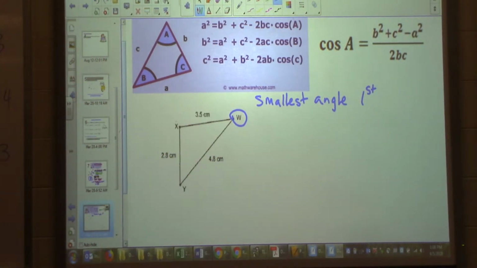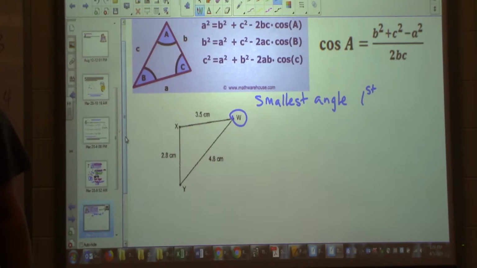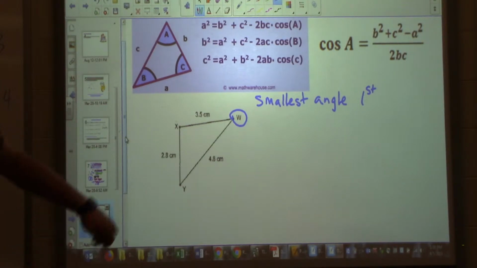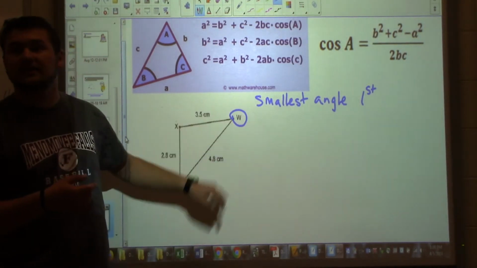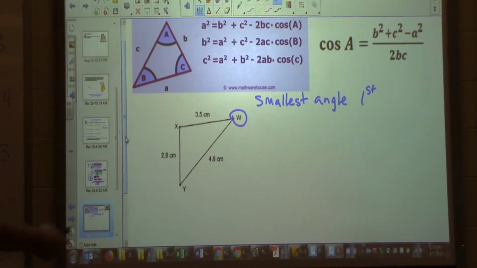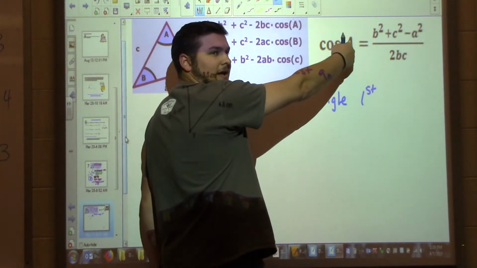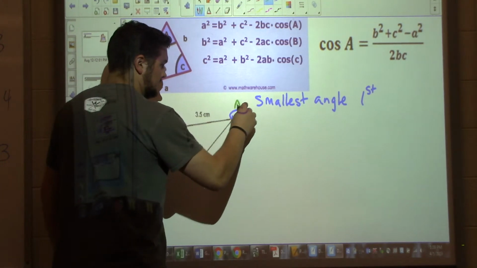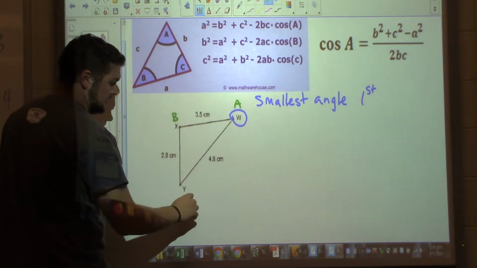Why we do that is because when you solve for maybe the second biggest or the biggest angle, we sometimes get ambiguous cases, which means we get answers that shouldn't really be answers. So to eliminate that possibility, we're always going to solve for the smallest angle first. Make sense? Okay, so let's do that. I'm going to let W be A, because I have it set up for my angle A to be right in there. I'll let X be B, and Y be C.